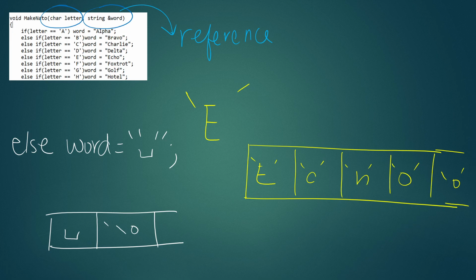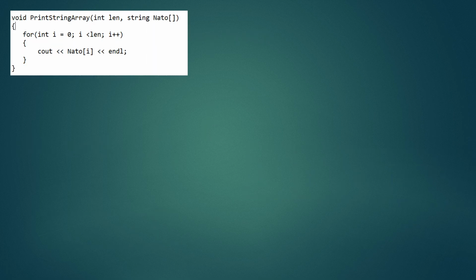All this function does is go through each letter, and based on what the letter is, assign the word to the letter. So we're putting it all together. This is the make NATO function. That's all this function does, it makes a NATO string based on a letter.